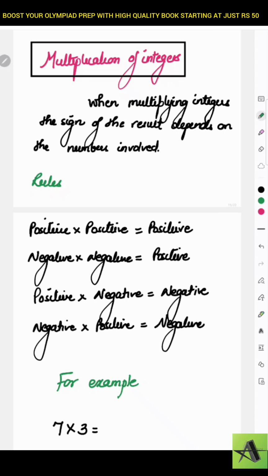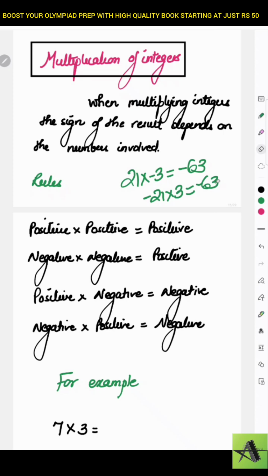Next is, what if one number is negative? In this case, it doesn't matter whether your bigger number is negative or the smaller number is negative, the final answer is always going to be negative. Say for example, it's 21 times negative 3. The answer will be negative 63. 21 times 3 is 63, and one is positive, one is negative, so the answer is negative 63. If I change the sign, negative 21 times 3, still my answer will remain negative 63. So these are the rules.